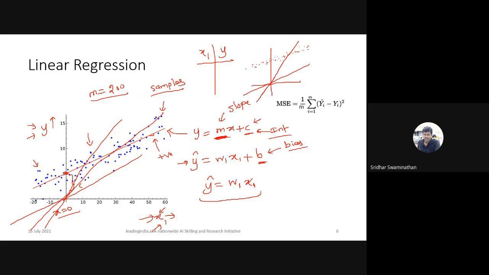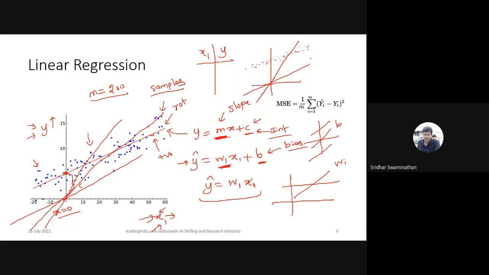So the rotation of the model is based on the weights. This is the rotation of the model. Whether you want to fit the model like this or like that depends upon your w. But where do you want to fit the model? Whether you want to fit the model here or through the origin or below the origin, that depends upon your bias. Okay. So there are two properties of your model.